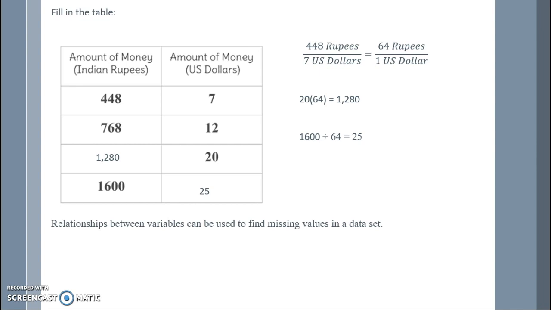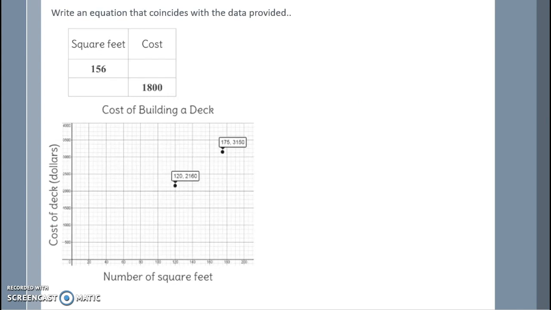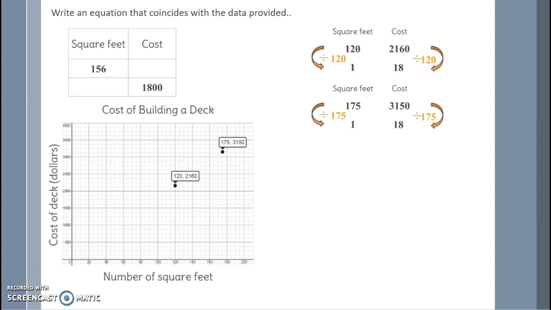Relationships between variables can be used to find missing values in a data set. Write an equation that coincides with the data provided. When I look at the points on the plane here, the number of square feet is along the bottom, the cost of the deck is along the left. The point, if I have 120 square feet, that cost is equal to $2,160. Well, how do I go from that to 1 square foot? What would the cost be? So I divide them by 120, and in both cases, we get the same cost per square foot.